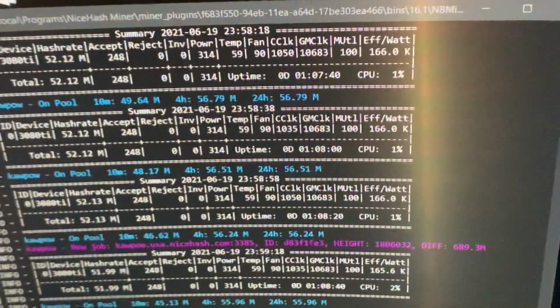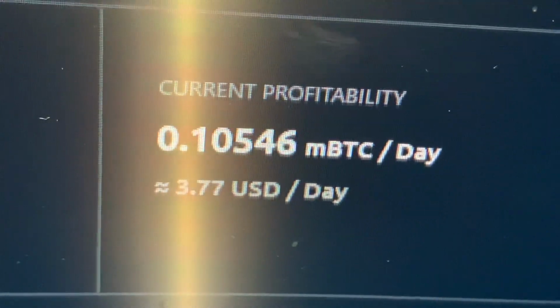Now when I mined Octopus, it did 105 mega hash. And yes, I use NiceHash, get over it. It's just what I like to use right now, and I've always used it.